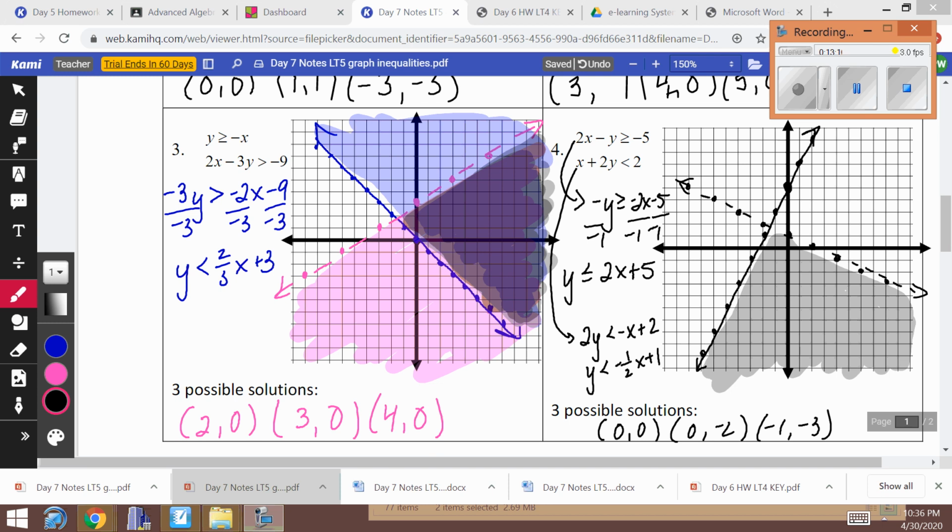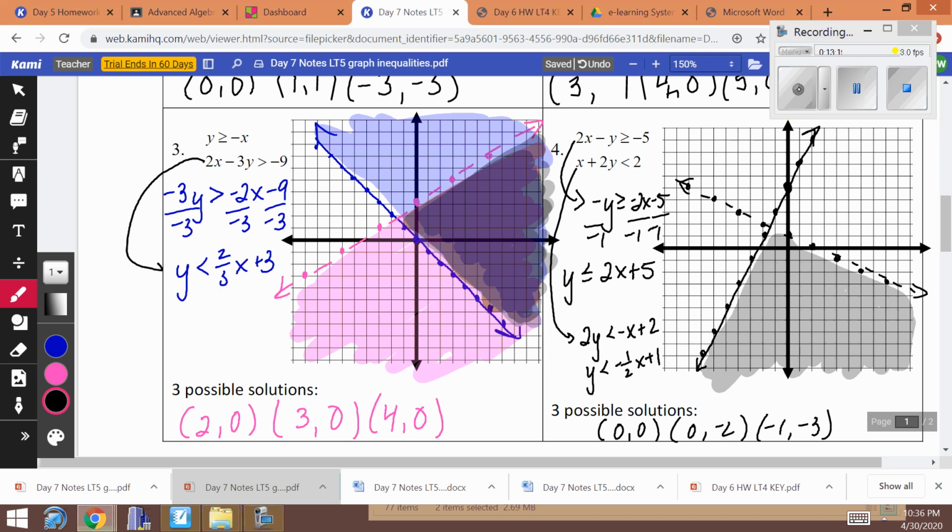All right, I'm back with these two linear inequality systems. Looking at the first one, again, just be really careful when you are solving for y that you flipped the sign because you divided by -3. I shaded all of my regions. It was y is greater than -x, so I shaded above the blue line. Then it was less than 2/3 x plus 3, so I shaded below the pink line. And then we can see I shaded in darker the other region.